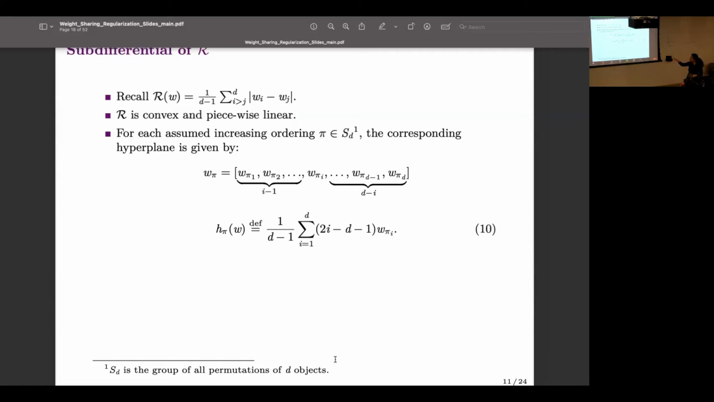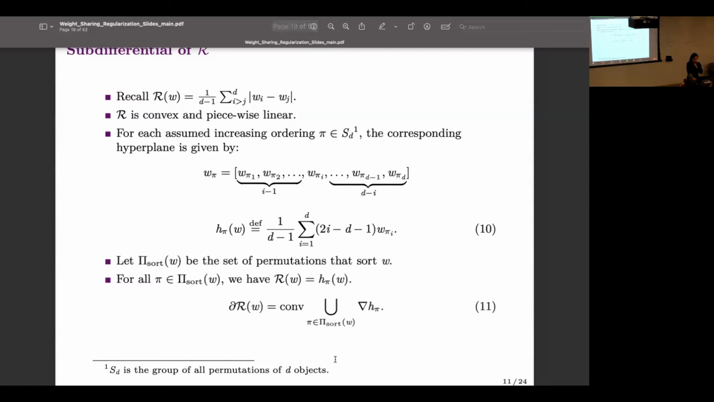If we have access to a sorting, we can compute R exactly. So what is the subdifferential of R now? If you have multiple valid sortings, this happens when, say, Wi equals Wj equals Wk: you can just flip the order and it is still sorted. So we have multiple sortings, and the subdifferential of R is the convex hull of all of these sorted ties.